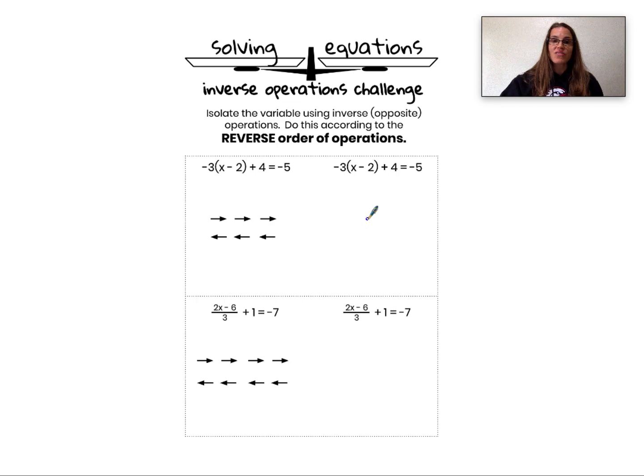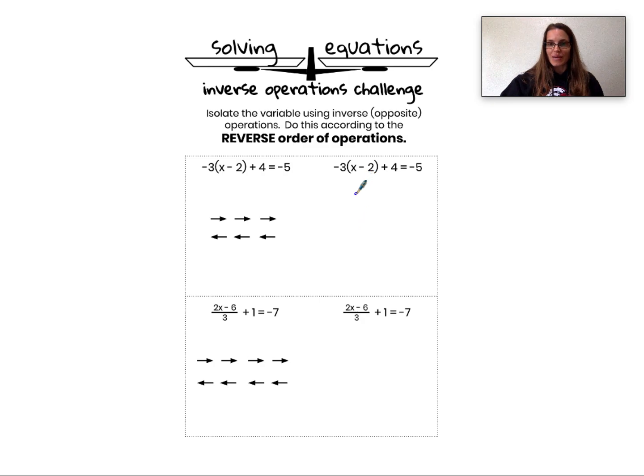Just like when solving two-step equations, I can solve more complicated equations using inverse operations. When I'm solving using inverse operations, I always need to do so in the reverse order of operations. That means it can be really helpful to trace through the original order of operations so that I can then work backwards in the reverse order.